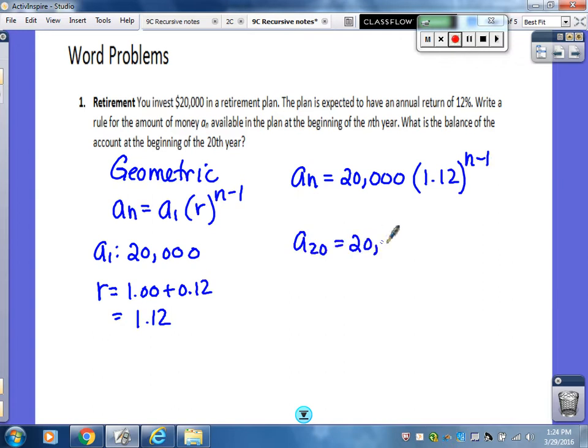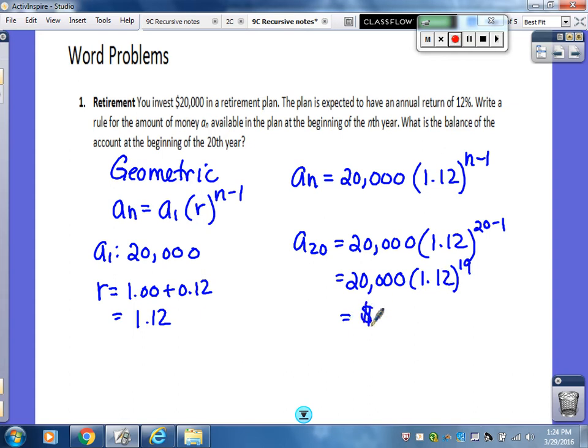So we have 20,000 times 1.12 to the 20 minus 1. We're just going to do that math to the 19th power. Put that in your calculator, and you will be able to use calculators on this. And so in 20 years, we should have $172,255. So not bad.